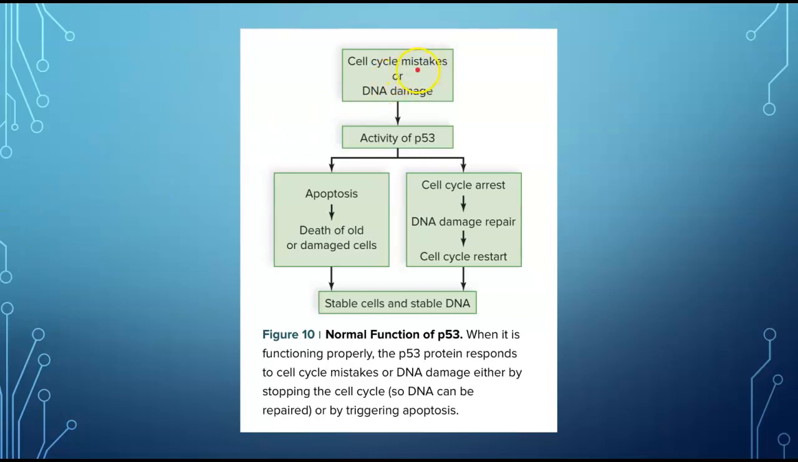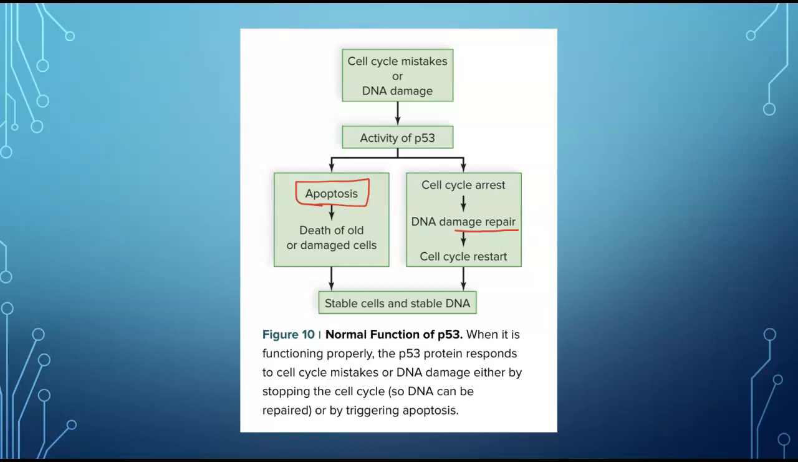Cell cycle makes mistakes, there's damage. P53 can say, self-destruct. Get rid of it, it's not good. Or it can pause and repair. Let's fix.